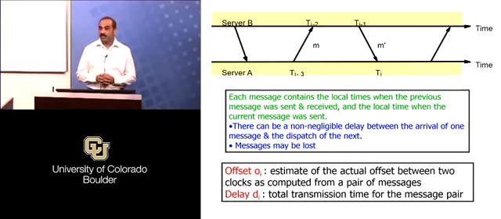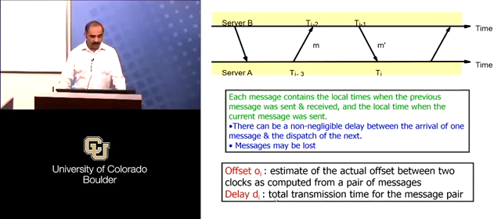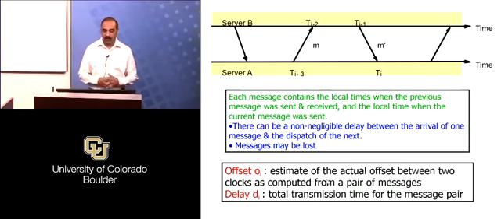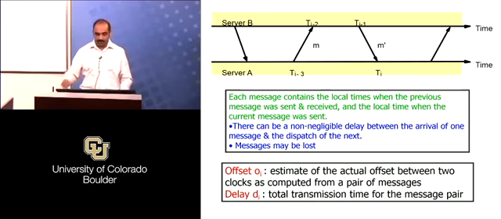So using this pair of messages, you calculate offset and delay. O_i is the offset, the estimate of the actual offset between the two clocks as computed from this pair of messages, and D_i is the total transmission time for the message pair. Let's see how this is done.